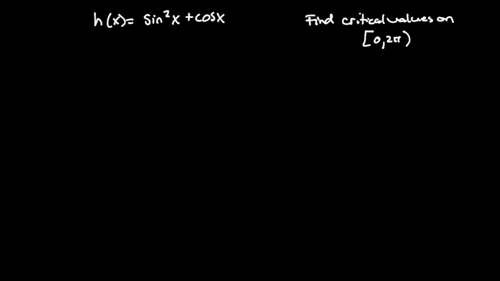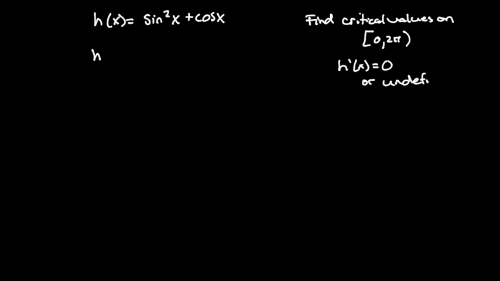All right, last example of finding critical values. Keep in mind critical values are when the derivative, so h prime of x in this case, is equal to 0 or undefined. We've got to make sure we think about both of these cases. So let's go ahead then. If that's the case, we need to find the derivative.